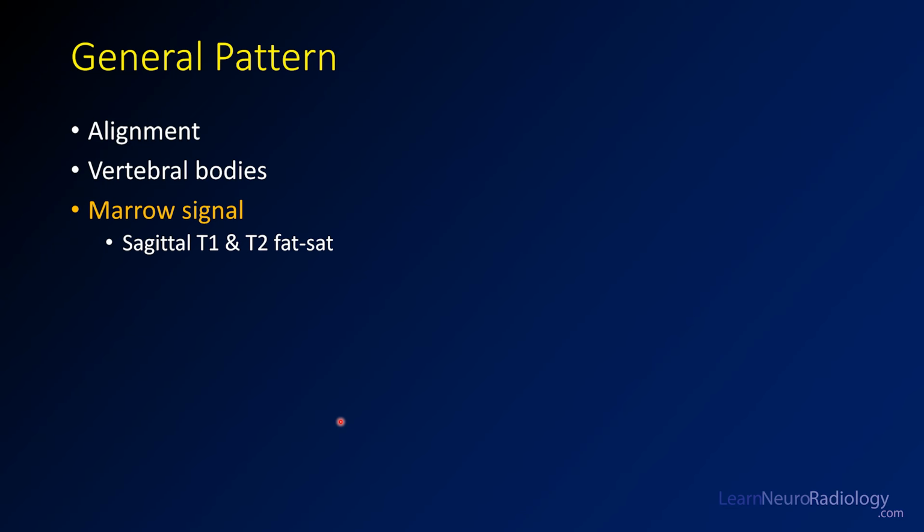Next in our pattern is to take a look at the marrow signal. For looking at the marrow signal, your best sequence is going to be your T1 weighted images. That's because the marrow typically has a lot of fat and the fat shows up really nicely. The other sequence you want to use is your T2 fat saturated or STIR sequence, because by suppressing out the fat, you'll be able to see things that are not fat within the marrow.